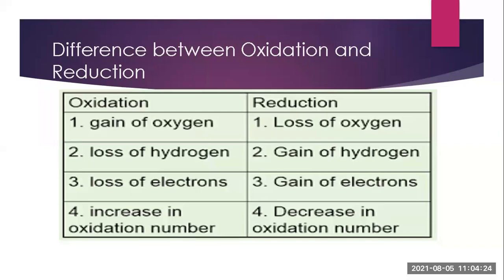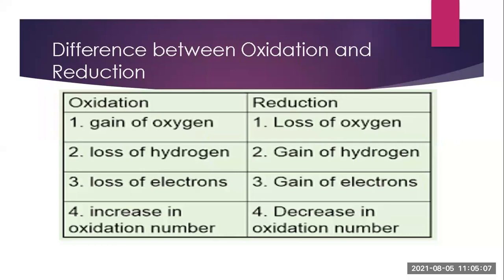Then comes increase in oxidation number. As I already told you in the example of sodium, as it loses electrons, it will gain one positive charge. So few of the elements, when they lose electrons, gain positive charges. So that means the oxidation number increases as you lose the electrons. But in the reduction process, there is a gain of electrons, so naturally no loss of electrons, and if no loss of electrons, that means positive charges will not be there or will go on decreasing. So hence there is a decrease in the oxidation number.